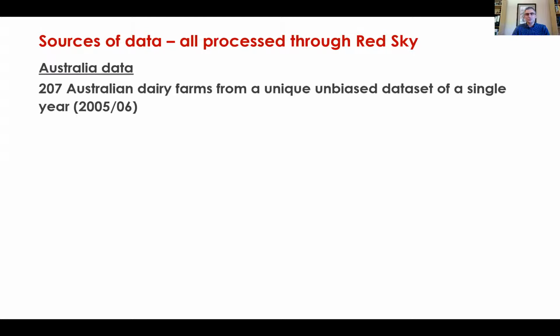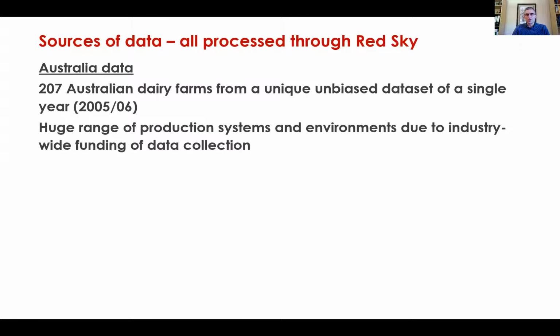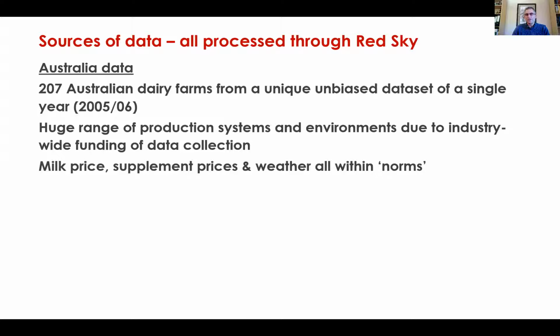Firstly, I'd like to outline the sources of data that I've interrogated to answer this question. The primary source is a large, comparatively unique, unbiased Australian data set from a single year. This data set includes a wide range of production systems and environments across southern Australia, with the data gathered as part of a range of industry-funded projects, plus industry-funded study groups. There was some data collected by a couple of consultancy groups, as well as directly from Red Sky clients. The year 2005-06 was one when milk price, supplement price, and weather were all within usual norms.